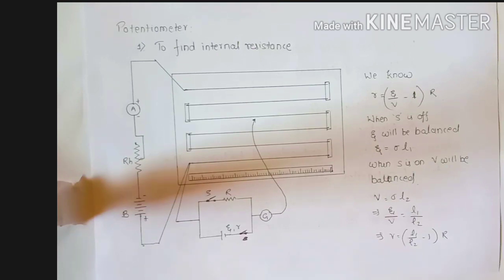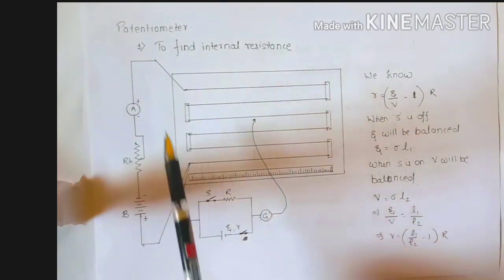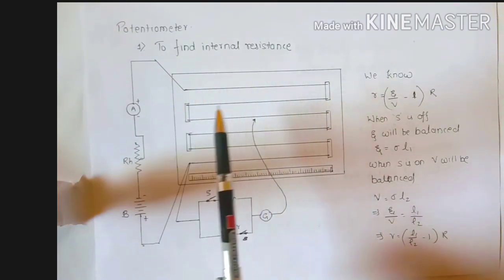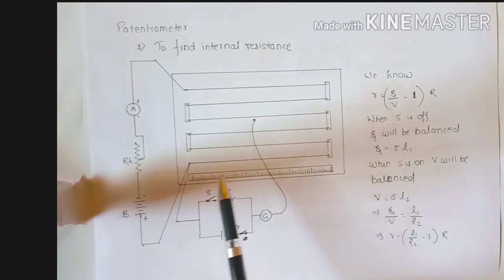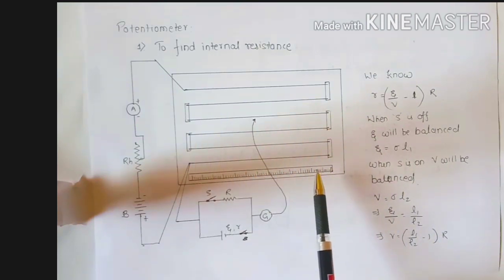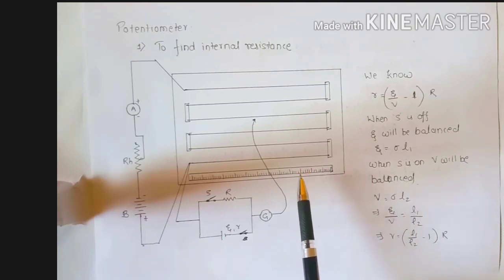So here the first application of potentiometer is to find the internal resistance. Potentiometer is actually a device which is based on potential gradient. Potential gradient implies potential drop per unit length. It is a wooden board in which a wire of constant diameter or manganin is taken in this way, and a meter scale is attached to calculate the value of length.